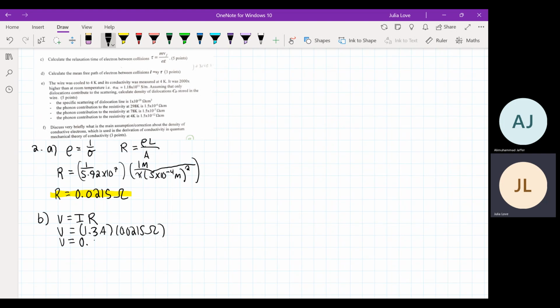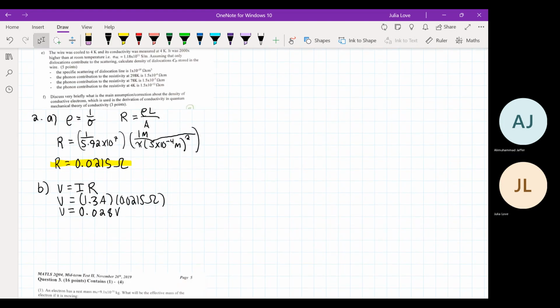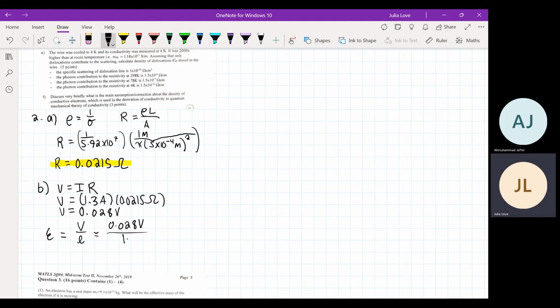And we have 0.028 volts. And we also know this electric field strength is just the volts over the length, which in this case, we have this many volts, and the length of the wire is just 1 meter. So we're left with the same number, just with the units of volts per meter.